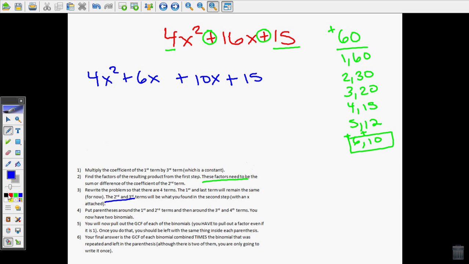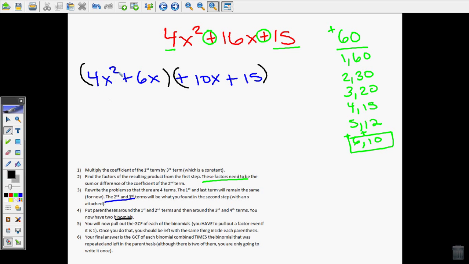The fourth step says to put parentheses around the first and second terms and then around the third and fourth terms. You don't really need it necessarily around that positive sign. You could put it right here if you want, but it works the same either way. And so now we have 2 binomials. So that's what we've done. We've put parentheses around it. Now we have 2 binomials. All right, now this is the trickiest part of the whole thing. Now we are going to pull out the greatest common factor of each of the binomials. So you have to pull out a factor even if it's 1. You have to pull something out.